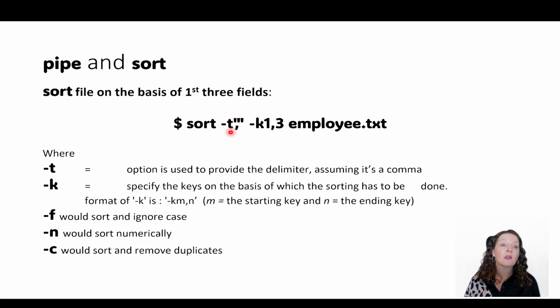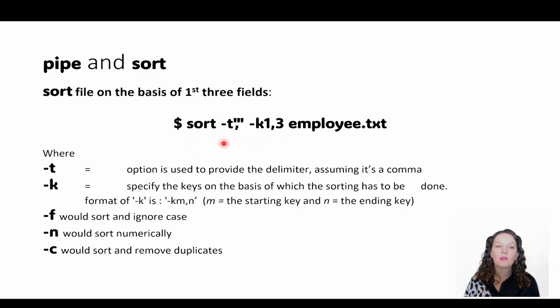So if you have something other than a space separating your fields, then you need to tell sort. Tell your command. So there's your minus t, it changes your delimiter, telling it what it is. And then you've got the minus k, which specifies the keys on the basis of which the sorting can be done. The format of it is minus k m space n. So in other words, as you can see up here, you want to sort on the basis of the first three fields, sorted based on field 1, 2 and 3. Okay?